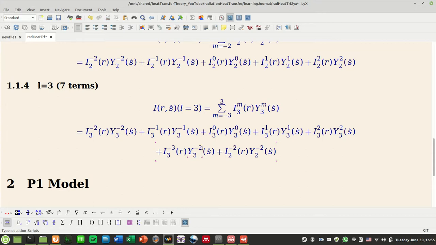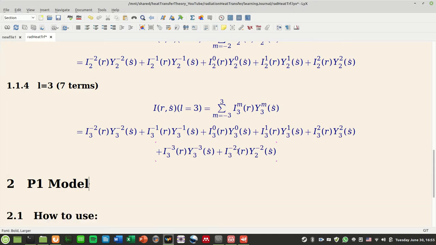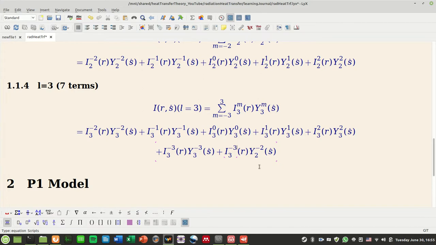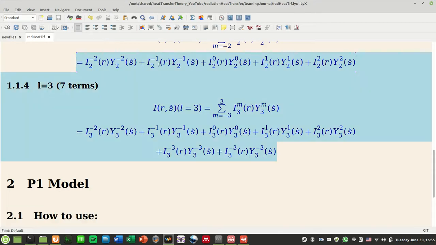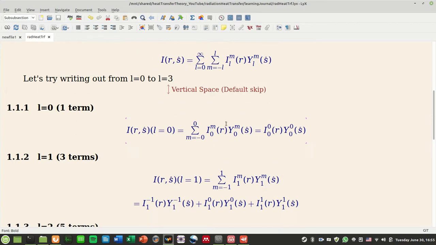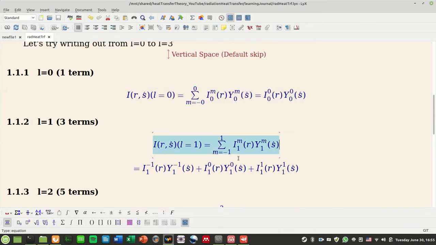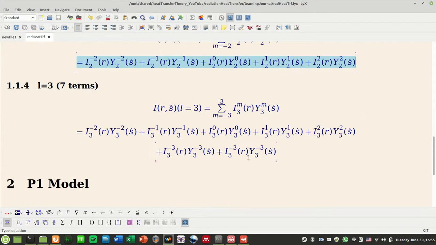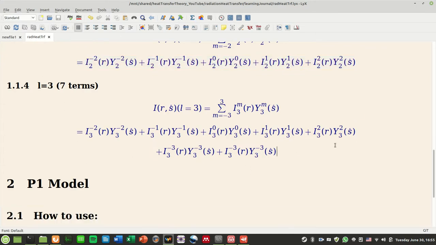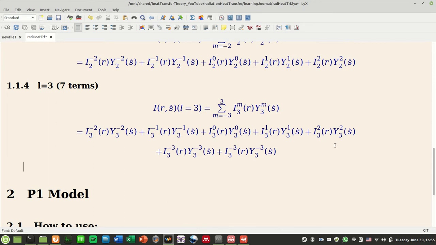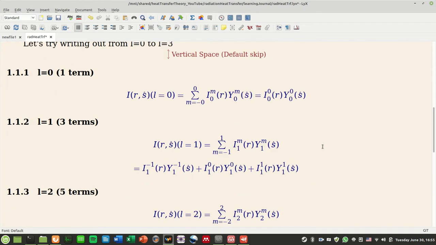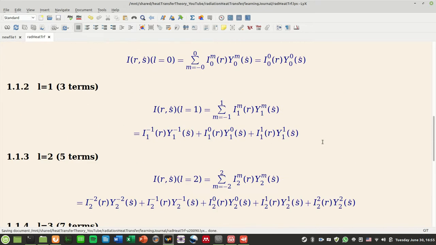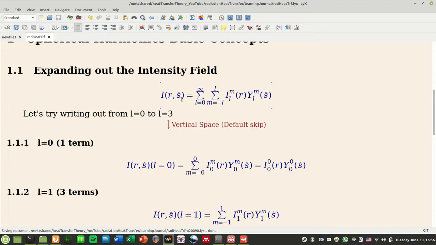So basically it's a very, very long summation for each of these terms, and it gets more and more complicated as we go up the number of terms. So basically this is the idea of how these summations are.